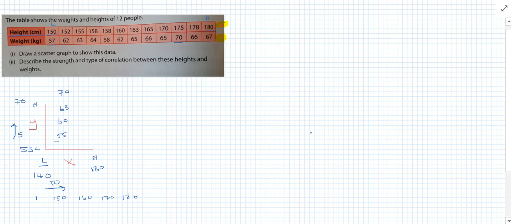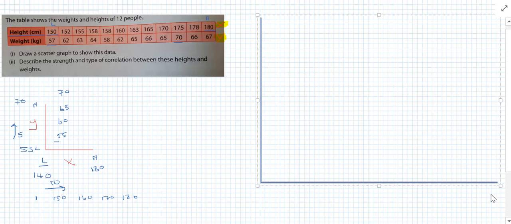So what we can do now is start to construct our graph. We have a tool in here, but you would just use your ruler and draw it out. The first thing I'd do is start off along the bottom, the x-axis. This first increment here is going to be 140.